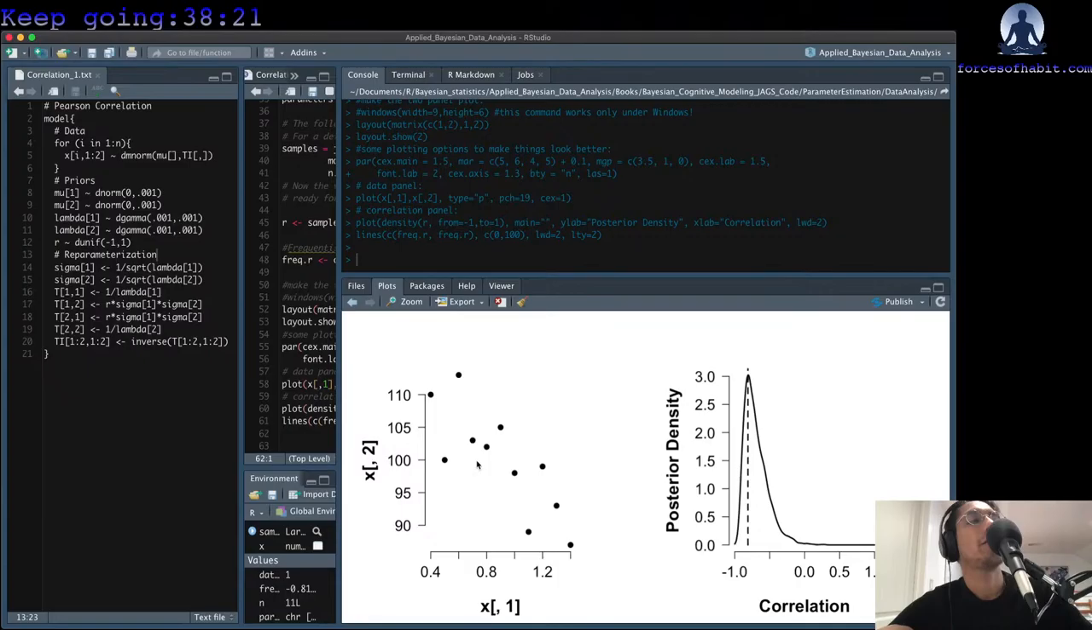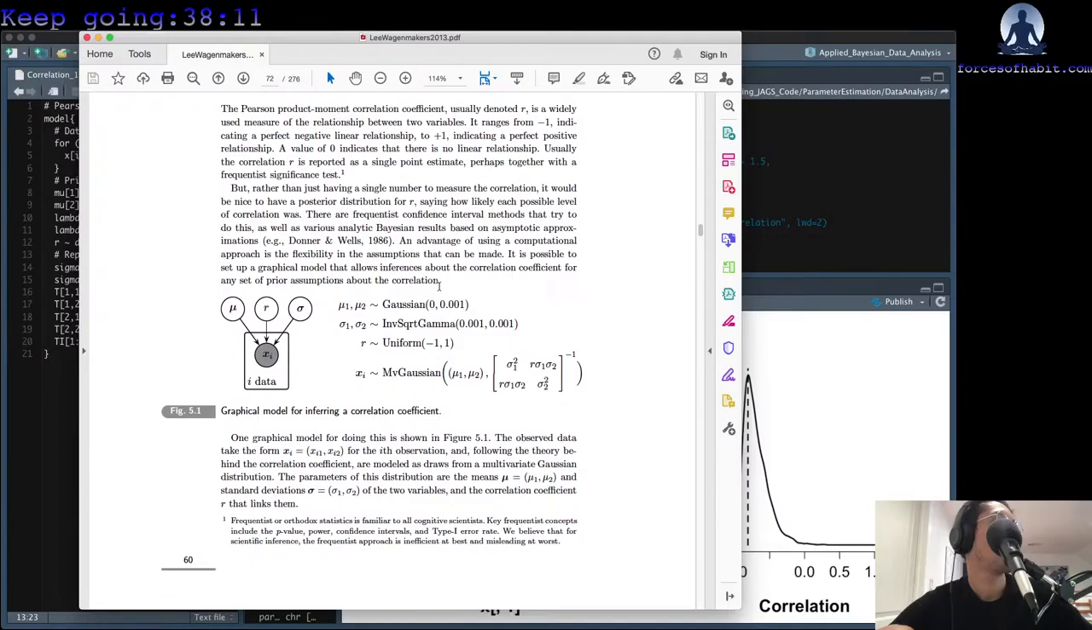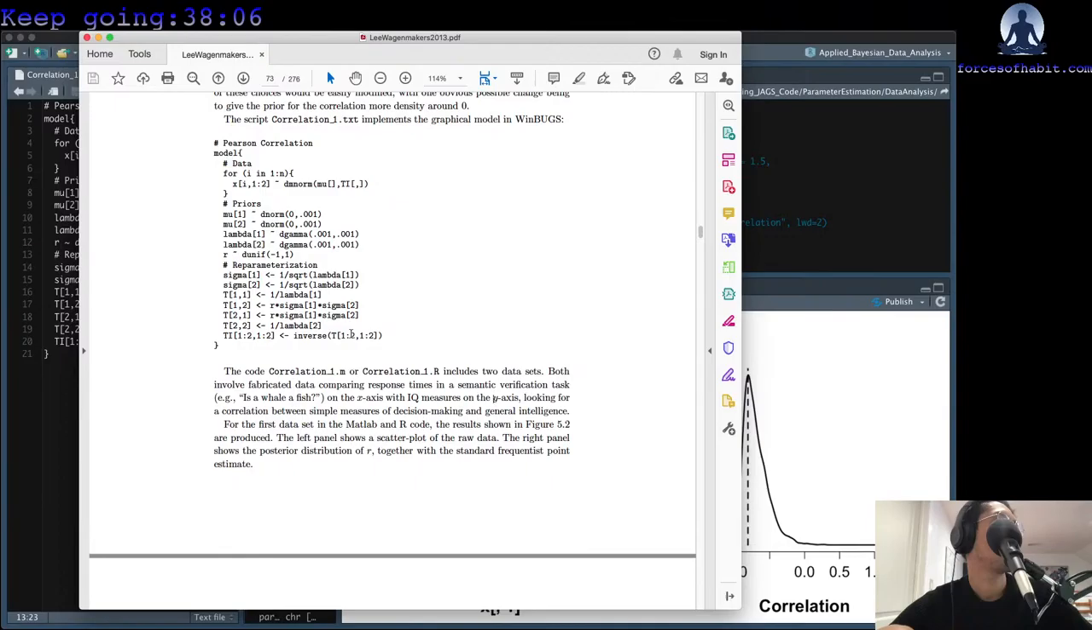Here we go, the distribution of the two parameters, intelligence on the y-axis, and accuracy, response times. Response times in a semantic verification task. How quickly do you answer? So we're trying to understand how quickly someone answers a question is associated with their general intelligence. With the idea being that someone is able to answer questions or process information more quickly because they are smarter. Not the best theory, but a theory nonetheless.